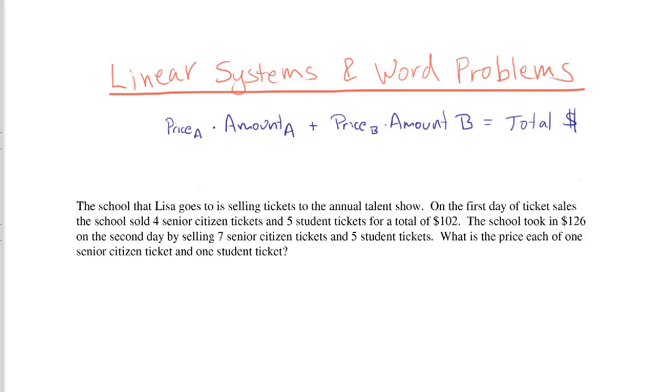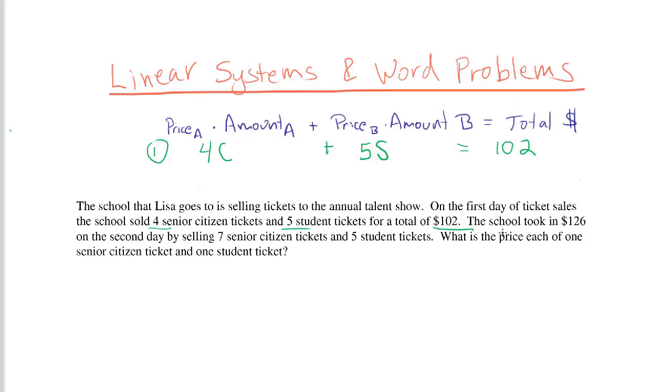System of linear equation problems often present in word problems. There are a few classic cases. Let's take a look at one of them that deals with prices and amounts. The school that Lisa goes to is selling tickets to the annual talent show. On the first day of ticket sales, the school sold 4 senior tickets and 5 student tickets for a total of $102. So we typically start with a price and amount of one group or item and a price and amount of another group and item. In this case, we've got 4 senior citizens. So let's call that 4C, the number times the price. We don't know the price. We'll call that C. And 5 student tickets for a total of $102. So that's going to be plus the price and amount of student tickets. Well, there are 5 students, and we'll call the price of a student ticket S. We don't know that, okay? And in total, we know that equals $102.